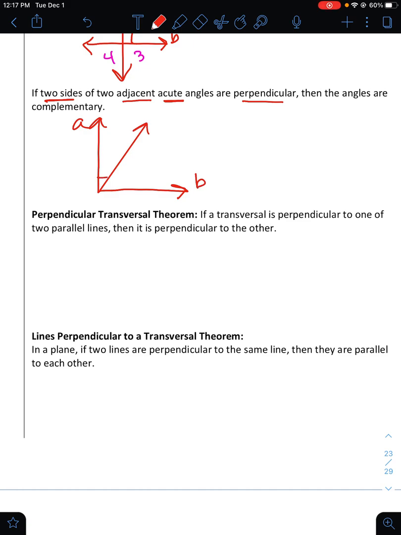Now I know that this is a perpendicular angle. It makes a right angle. And so what this theorem is saying, I'm just going to number it 1 and 2, is that 1 and 2 are complementary because they are part of two adjacent acute angles, and then the other sides are perpendicular. Some of these theorems overlap with other concepts that we've talked about.